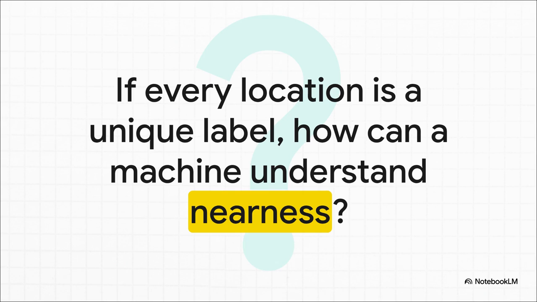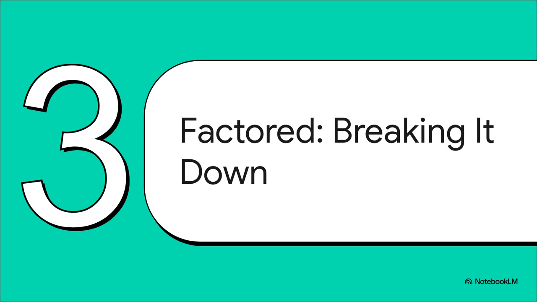If every location is just its own distinct label, how could a self-driving car possibly figure out if two of those points are near each other? The simple answer is it can't. For that, we need to add another layer of complexity. So to solve that problem, we have to climb up to the next rung on our ladder: factored representation.